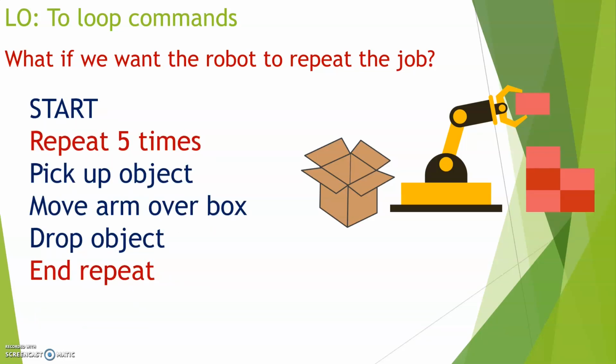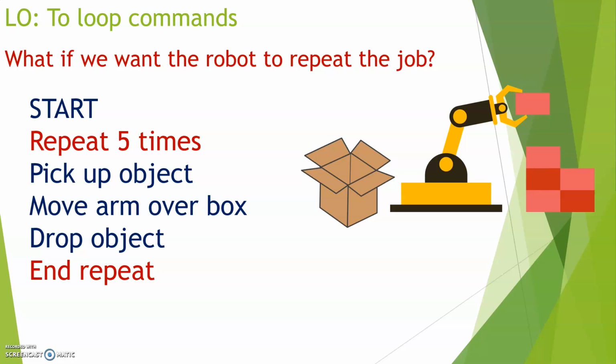So if we were going to get this robot to loop, see here what I've done now is I still started with start to tell the robot we're beginning. And the bits in red, it says repeat 5 times and end repeat. So that loop function there is repeating the bits that are in between the red bits. So in between repeat 5 times and end repeat, we've got the instructions, pick up object, move arm over box, drop object. So what this is telling the robot is that everything that's happening between the 2 red bits, you have to do 5 times. So rather than you having to write out 5 times the instructions, it says repeat these 5 times.